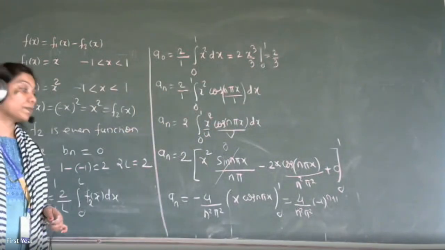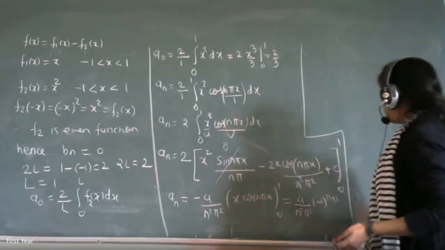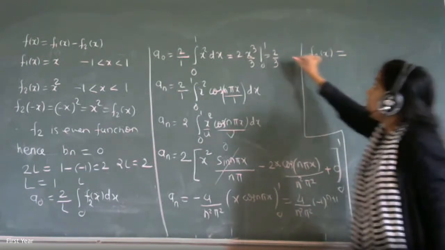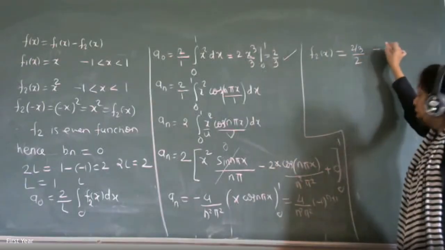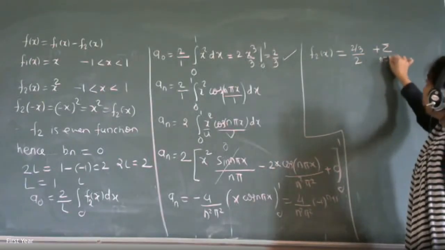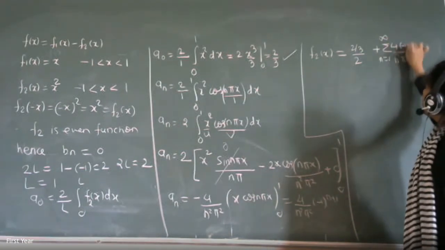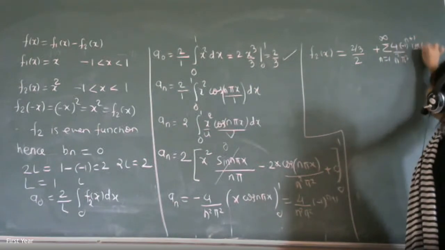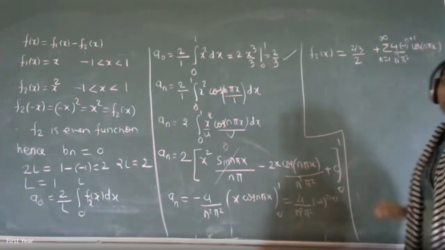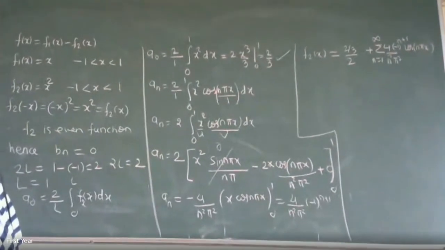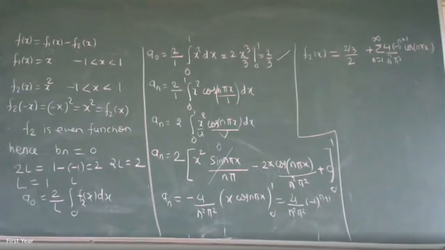Is it okay? Yes, ma'am. And therefore your Fourier expansion for f2 of x will be nothing but a naught by 2. What we have got, a naught is 2 by 3, so it is 2 by 3 upon 2, plus summation n from 1 to infinity, 4 upon n square pi square, minus 1 to the power n plus 1, cos of n pi x. This is f2 of x. Okay. Have you all got f1 of x?